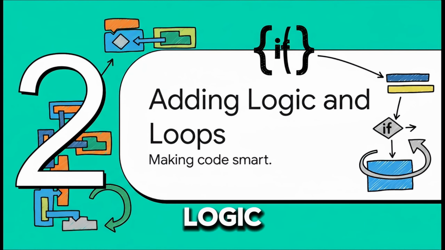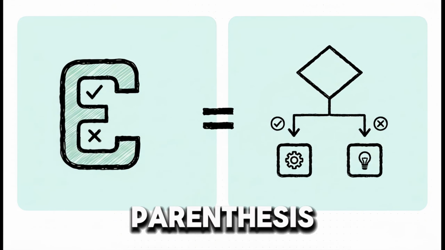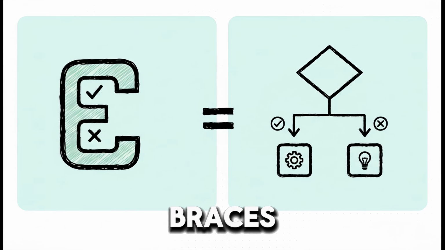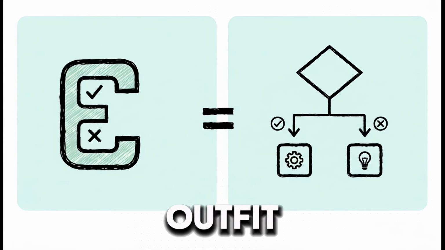So let's see how that logic and repetition we already know from Scratch translates directly into C. Remember those if-else blocks? If something's true, do this, otherwise do that. Well, look at the C version on the right. The structure is basically the same. You've got the keyword if, a condition inside parentheses, and the actions inside those curly braces. The logic is 100% identical. It's just wearing a different outfit.